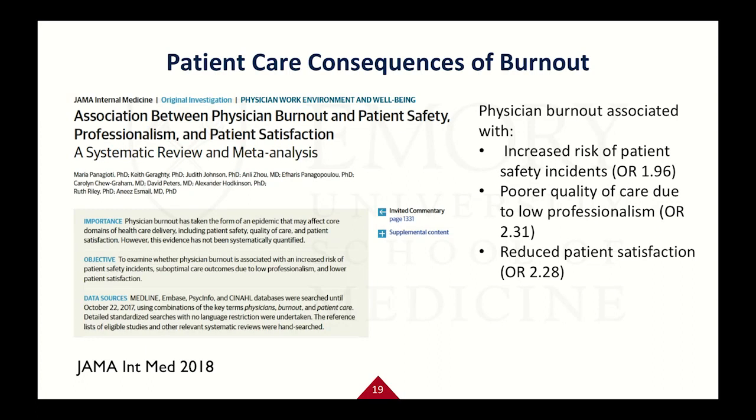So what are the consequences of burnout? This is from Maria Panagiotti's group, who's probably one of the most prolific authors on burnout, from the University of Manchester and the National Institute of Health British Research Unit. And this is a systematic review and meta-analysis of about 45 papers overall on the effect of burnout on clinical care. They found overall that there was an increased risk of patient safety incidents, right? An odds ratio of 1.96. There's poorer quality of care due to low professionalism, and that's about double the odds ratio, and reduced patient satisfaction, about the same. The effect is most pronounced in younger physicians and less pronounced in older physicians.